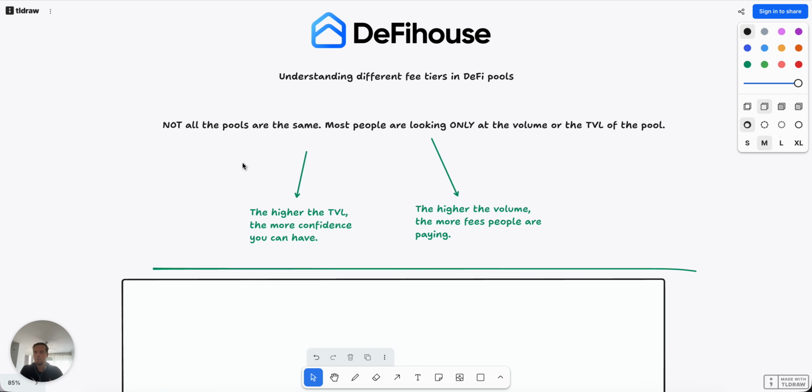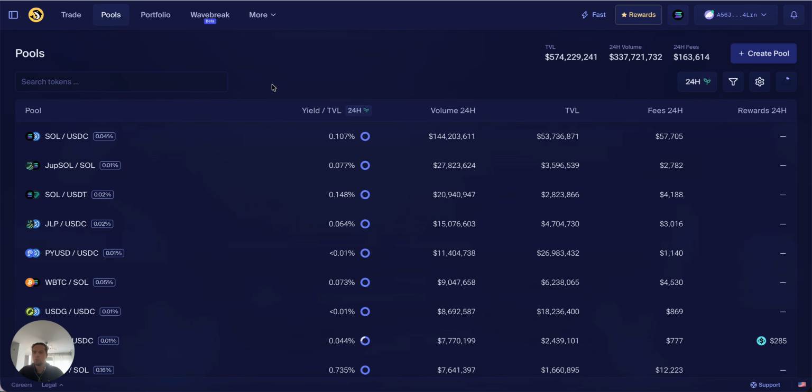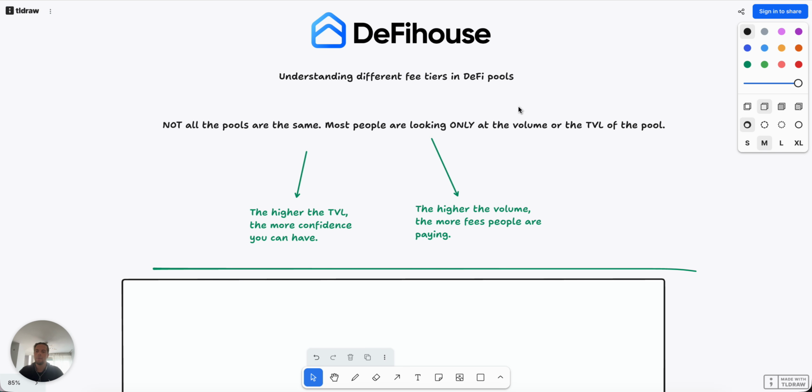In most cases, for example on Orca, you will see the pool Solana USDC. You will see good volume, 144 mils a day, and a good TVL, pretty much 54 millions. And it's like, oh yeah, that's a good pool, and you will deploy capital into it. On Orca, this is the only pool you can deploy when it comes to Sol USDC, but it's not the same case among other chains. So if you are focused on high volume and TVL, this is already good enough.